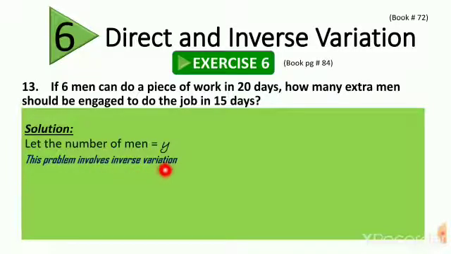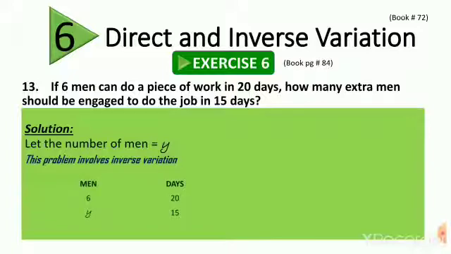How is it inverse variation? If you see in the question, 6 men can do a piece of work in 20 days. 6 men are given for 20 days. And if we decrease the number of days to 15, obviously we will need more men to complete the same piece of work. So if the number of days is decreasing, we have to increase the number of men. That's why one quantity is increasing and the other is decreasing, so it involves inverse variation.